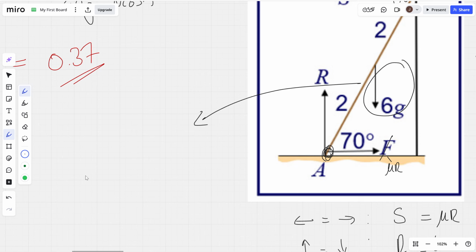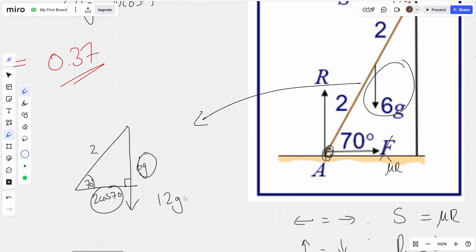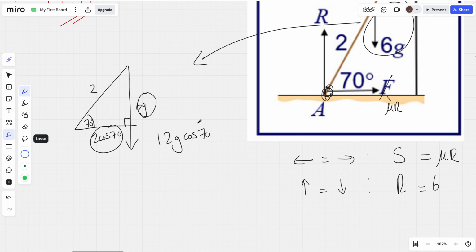So one way is we can just draw the ladder, which is 2. I can make this arrow longer, and I can use the 2 and the 70 to express this distance instead. So if I do that, that's cos, so this must be 2 cos 70. That's my distance, that's my force, they are perpendicular, so that must be 12g cos 70. So that's approach number 1 to how you can work it out. Let's do approach number 2 underneath for you.